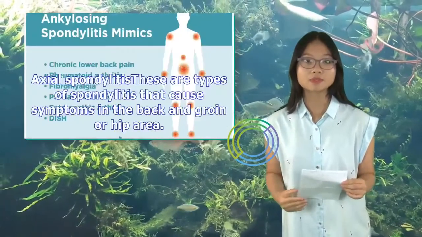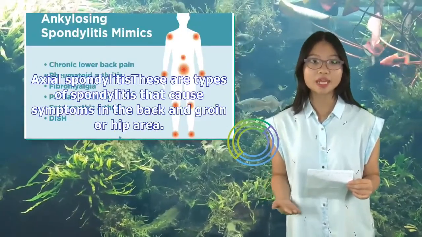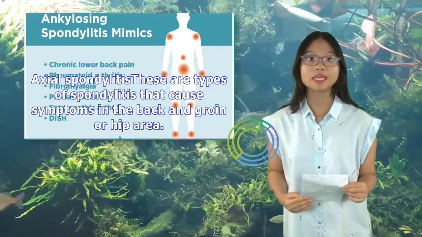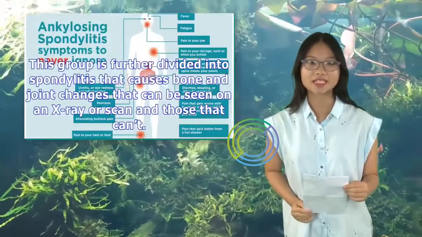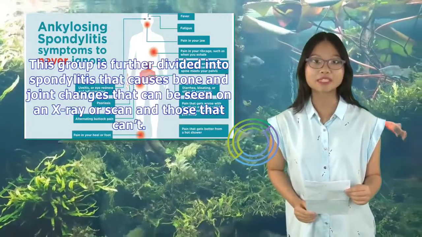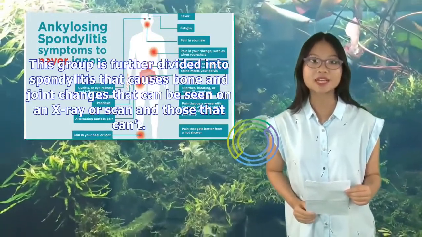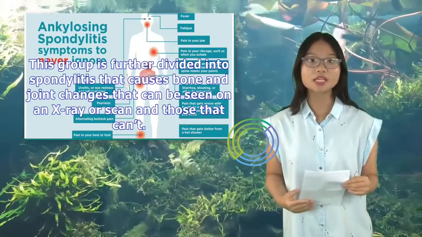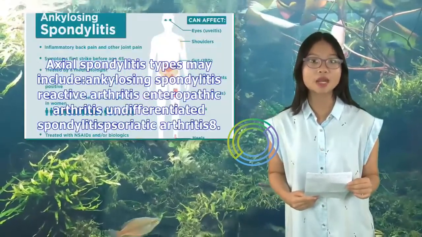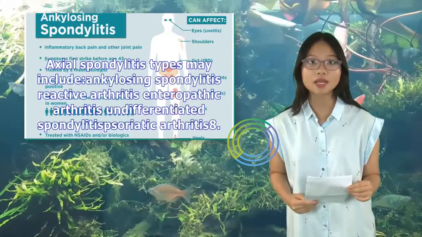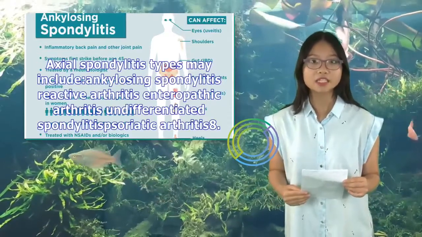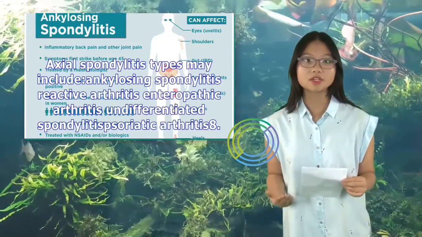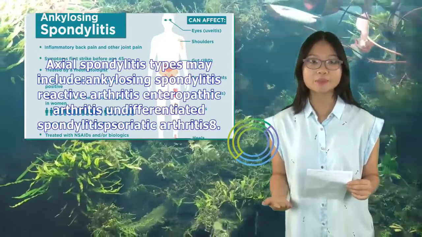7. Axial spondylitis. These are types of spondylitis that cause symptoms in the back and groin or hip area. This group is further divided into spondylitis that causes bone and joint changes that can be seen on an X-ray or scan and those that can't. Axial spondylitis types may include ankylosing spondylitis, reactive arthritis, enteropathic arthritis, undifferentiated spondylitis, and psoriatic arthritis.